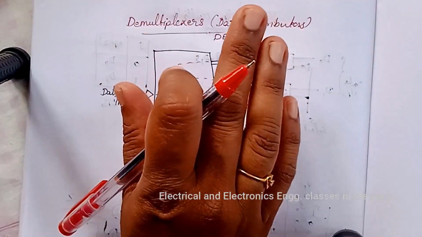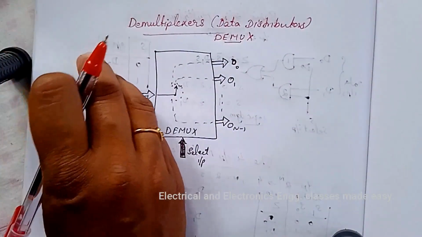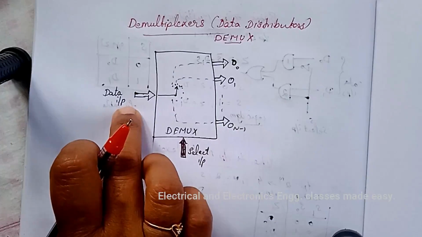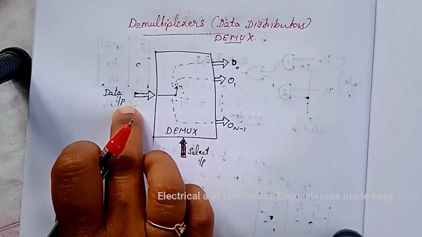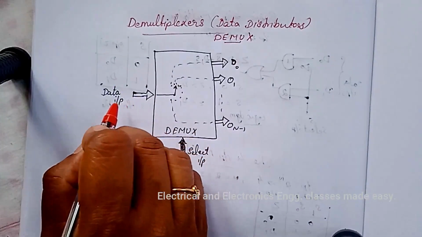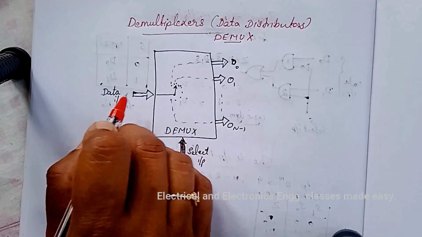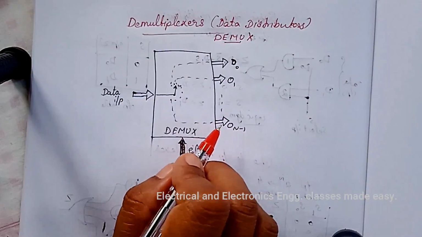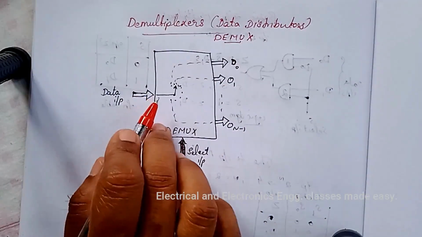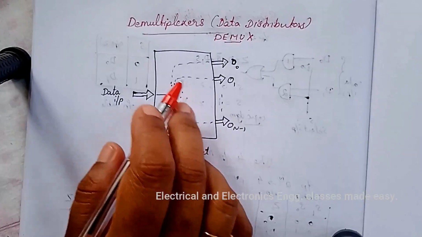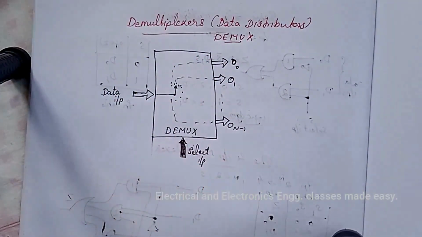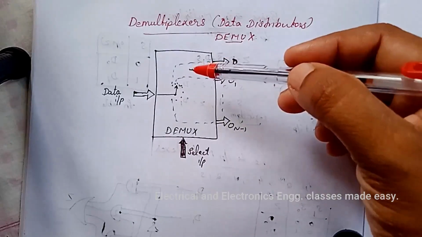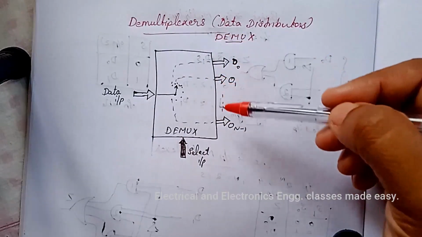A multiplexer takes several inputs and transmits one of them to the output. A demultiplexer performs the reverse operation. That is, it takes a single input and distributes it over several outputs. So, a demultiplexer can be thought of as a distributor because it transmits the same data to different destinations.